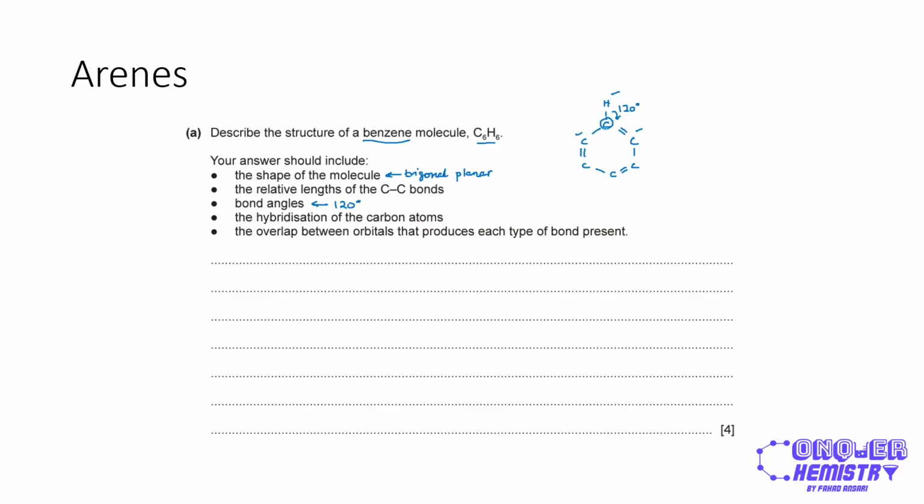So if all of these carbon atoms have a trigonal planar shape about them, that means all of the carbon and hydrogen atoms are in the same plane, right? So the entirety of the benzene molecule is planar. So it is a planar molecule.